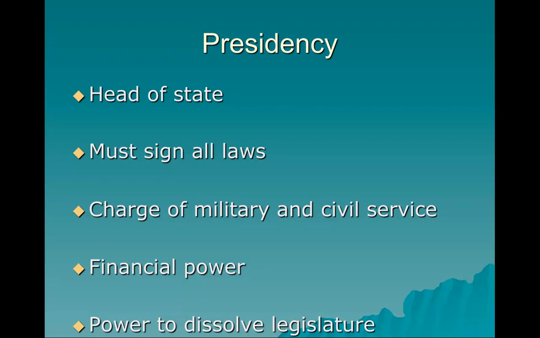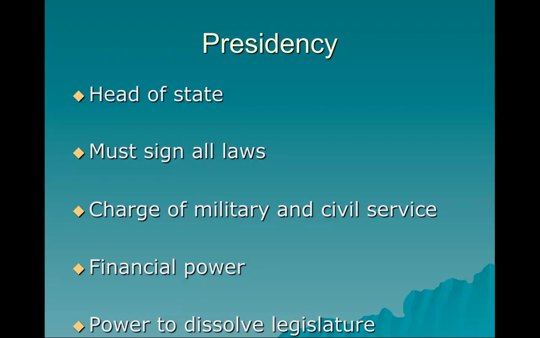The president has to sign all laws. All acts of parliament have to be signed by the president to become law. And in fact, the cabinet ministers have to as well. The president can dissolve the legislature. The president can dismiss the prime minister.